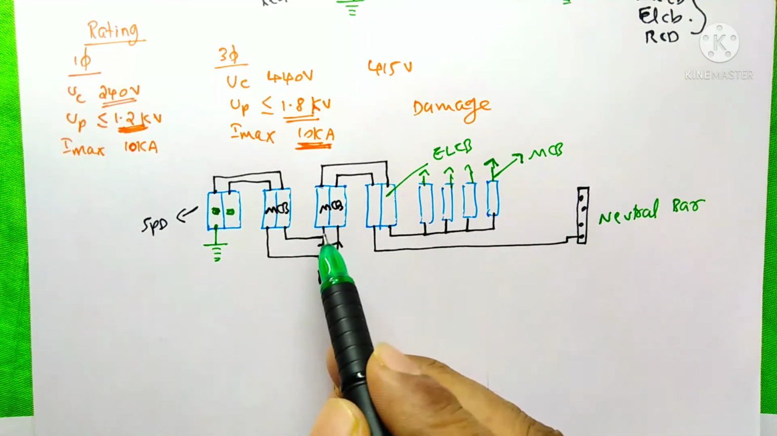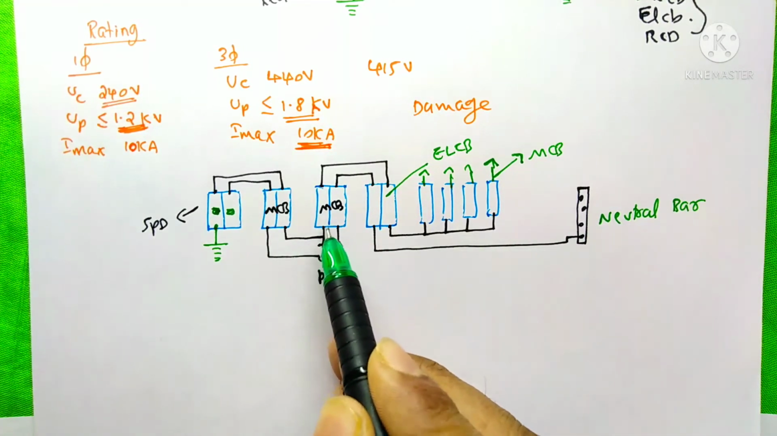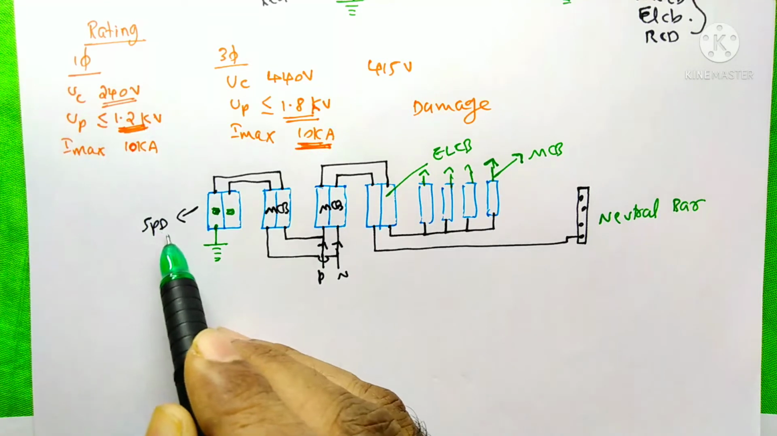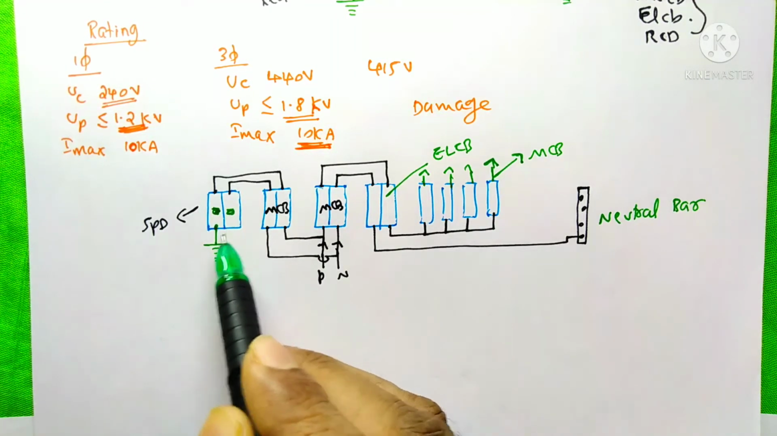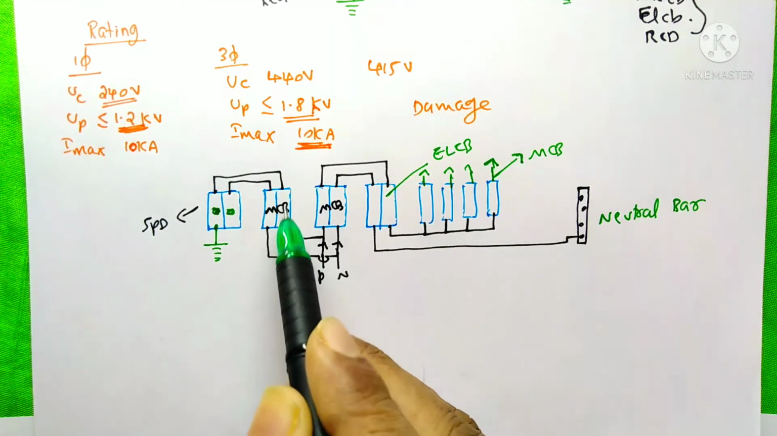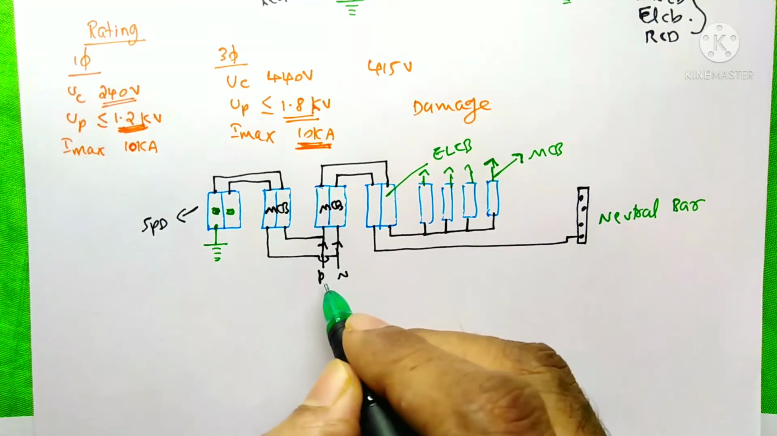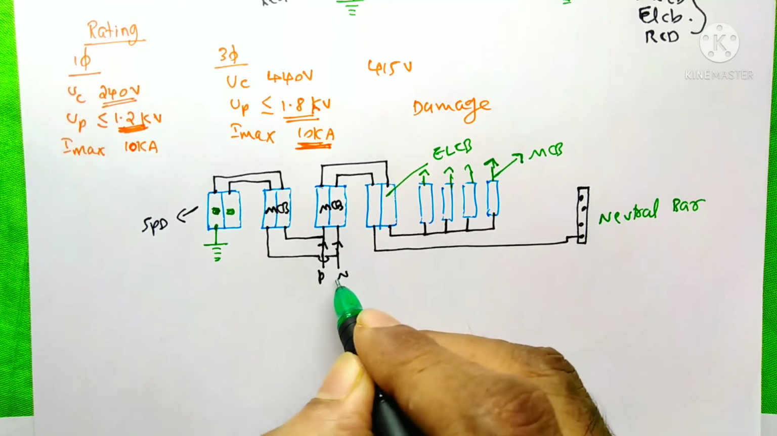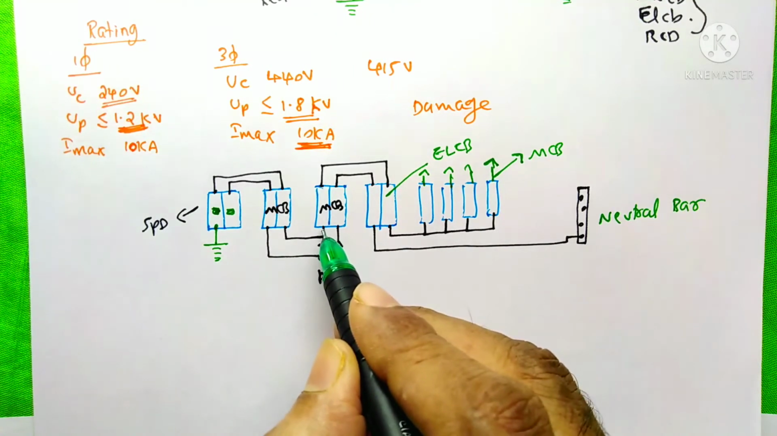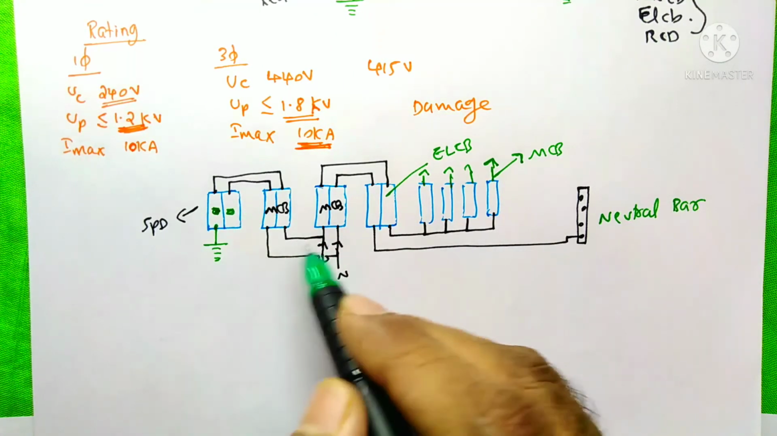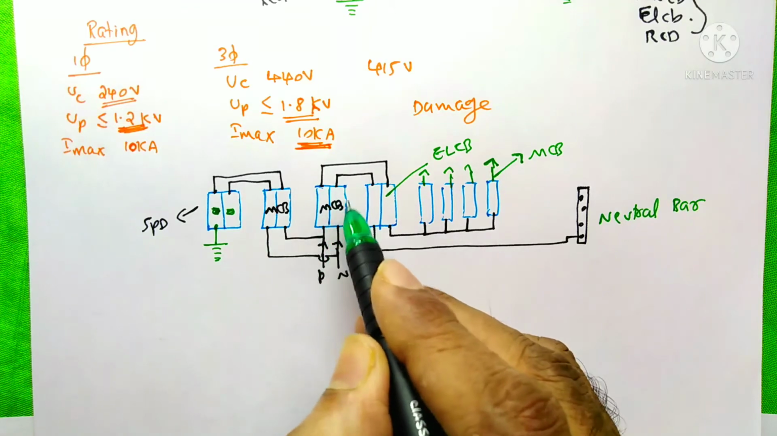And here you could see before this main MCB we have connected the SPD. For this SPD we have connected an MCB for protection purposes. Whenever lightning strikes on your phase or neutral conductors, it first goes directly to this SPD. It will not enter even this MCB.